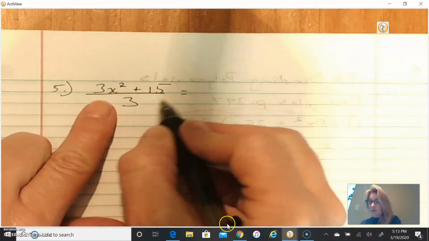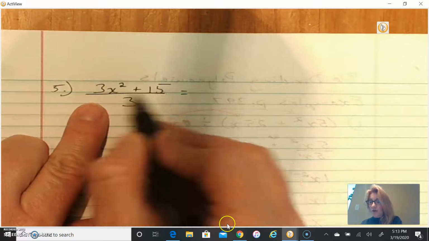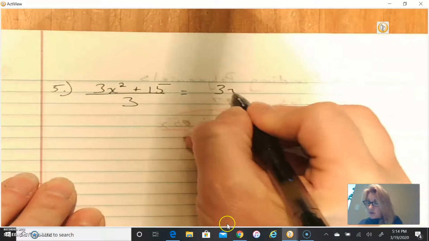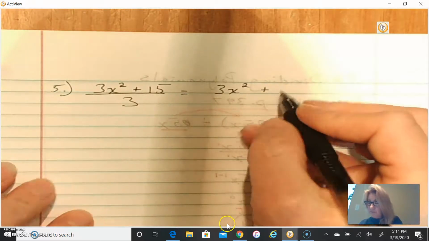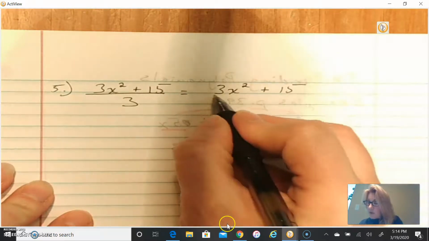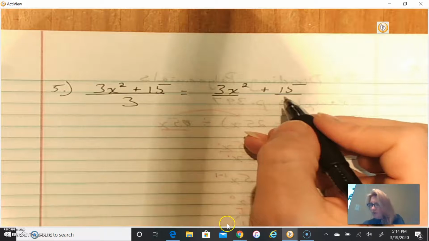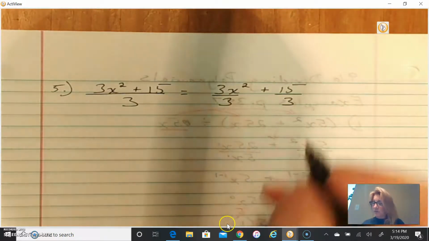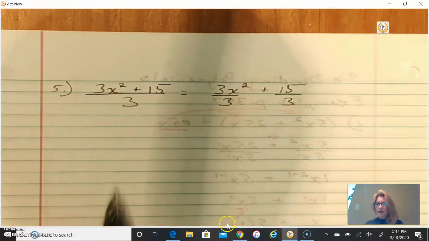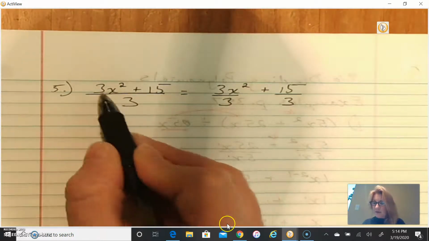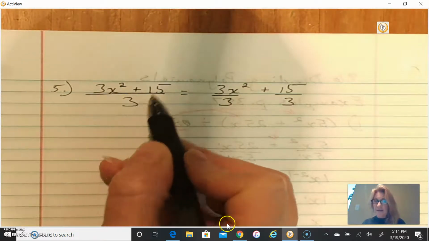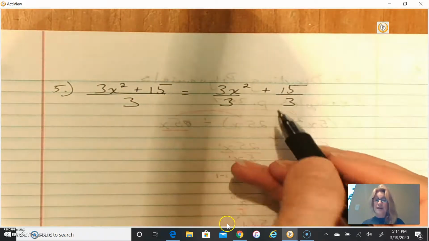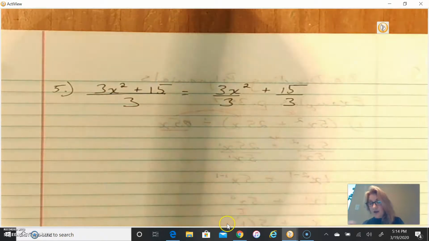We're going to separate this, because this is saying that this whole thing is being divided by 3. So we're going to rewrite it, rewrite the top, and we're going to divide both of those terms by that 3. Okay, so notice what I did there. This is being divided by 3, and this is being divided by 3. So I've separated it out. You need to get used to doing that. Okay? All right, so now we divide.